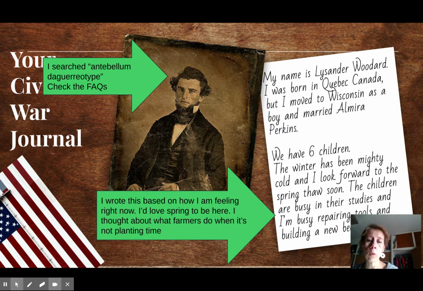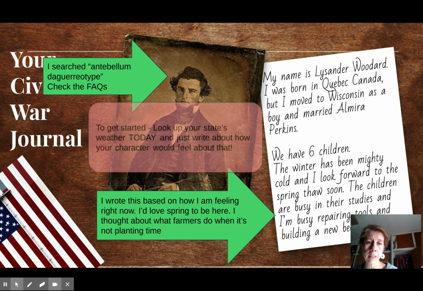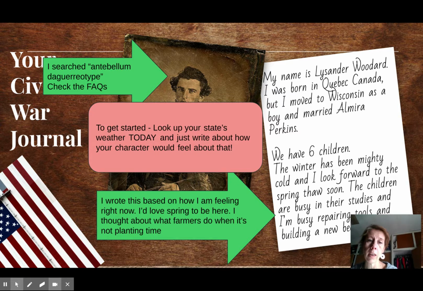And then when you want to think about what to write about, this is the advice that I've given people who are stuck. I would say right now, look up the weather today in the state where your person is from and just write about how your character would feel about that. We have a lot in common with people, even people who lived 160 years ago. They thought about the weather the same way we do. So that's just a place to start, and that would work fine.